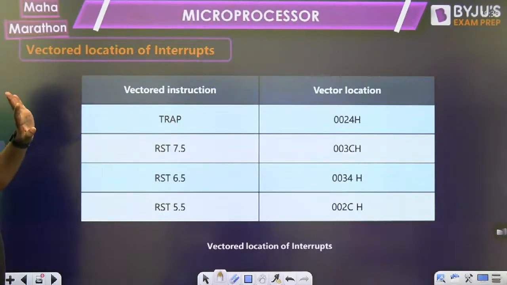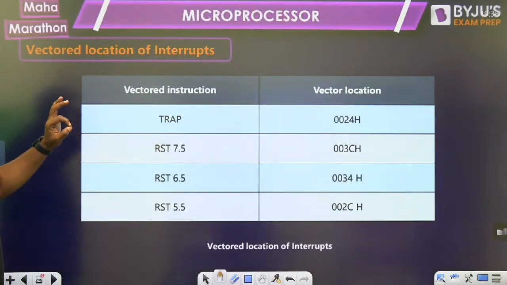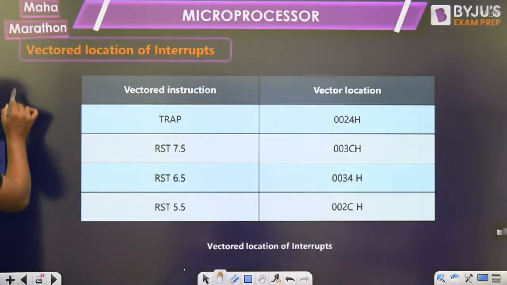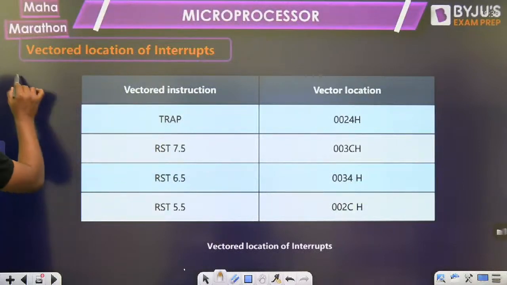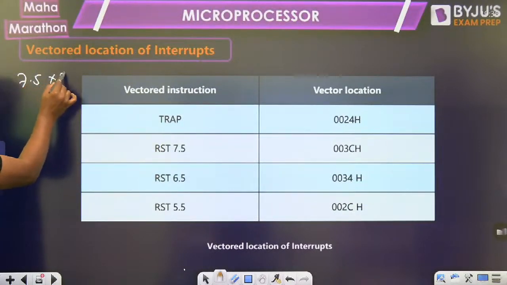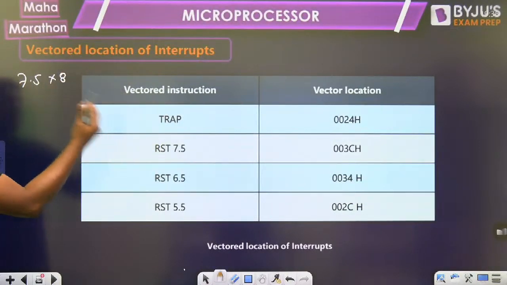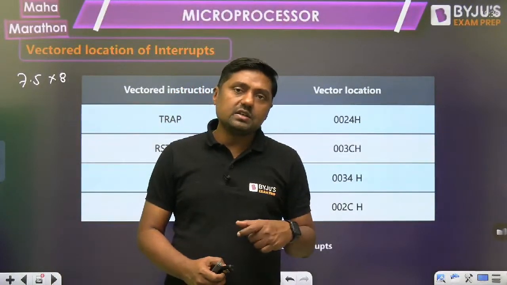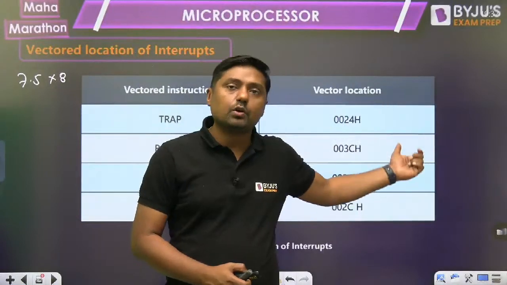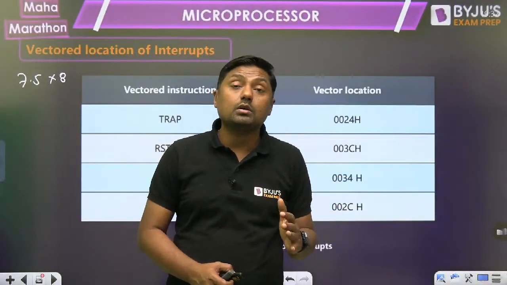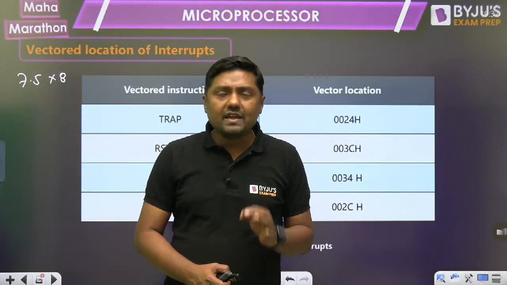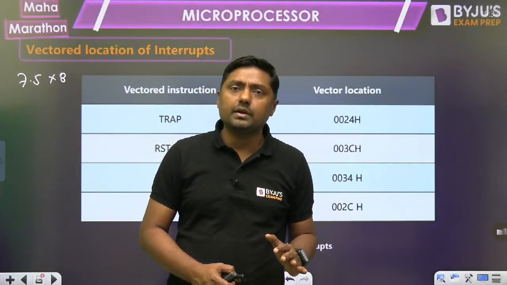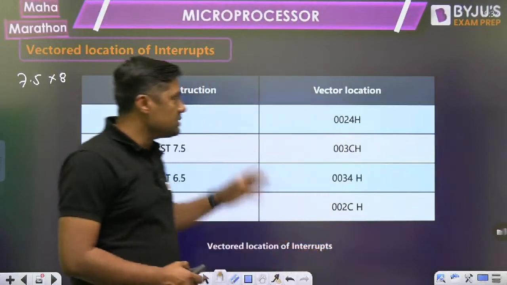Now, whenever we are saying TRAP, it is the highest priority, and this is equivalent to 4.5. What is the meaning of that? Simply multiply, for example, 7.5 by 8 and you will get the location. That is called vectored interrupt. After getting this interrupt, the program will switch to this particular location, and that's why these are called vectored interrupts. But INTR, the interrupt request, is a general purpose interrupt, it is not a vectored interrupt.